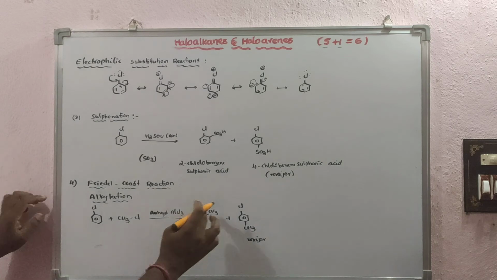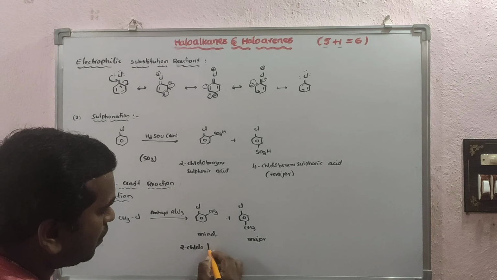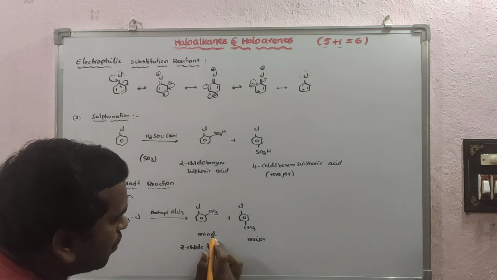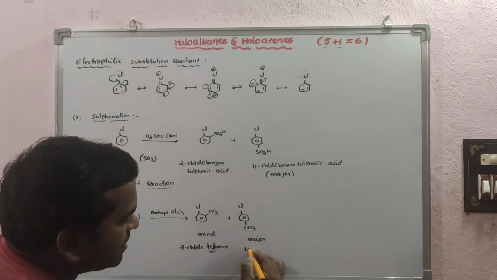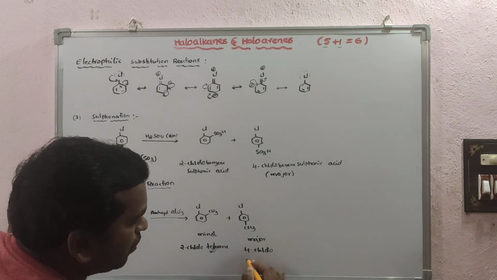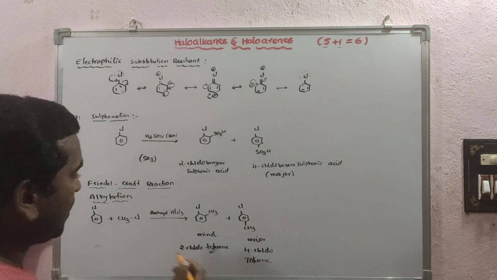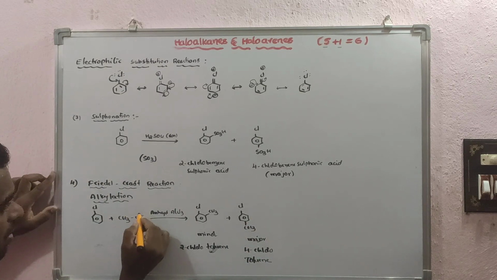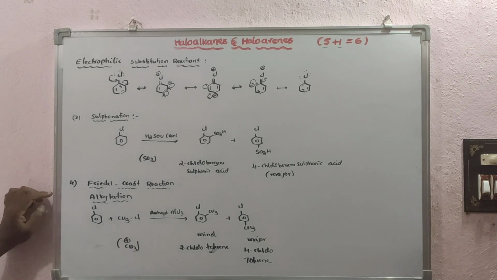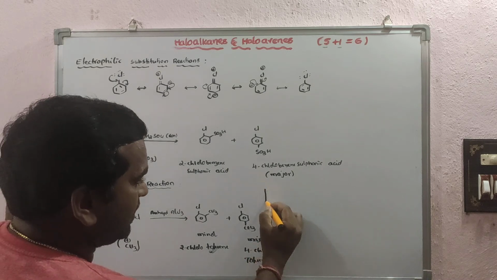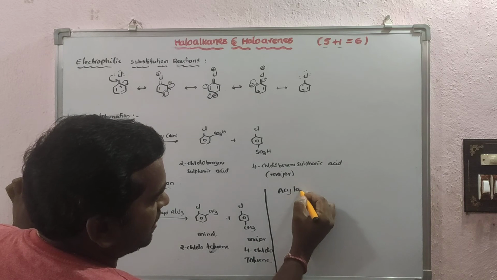If this is toluene, then you can write here 2-chlorotoluene, and here 4-chlorotoluene. And what is the electrophile here? Chlorine will be removed and CH3 plus is the electrophile. In the same way, this is alkylation, and next is Friedel-Crafts acylation.